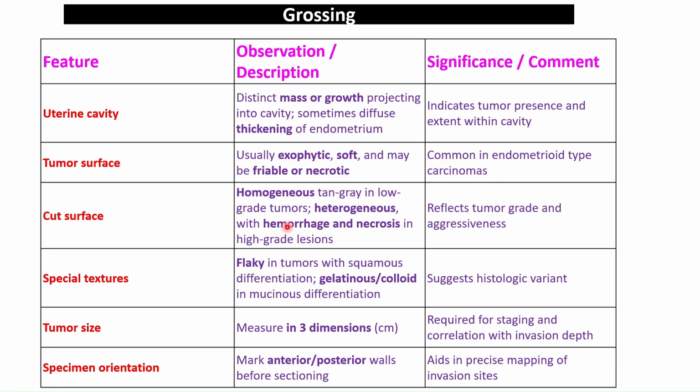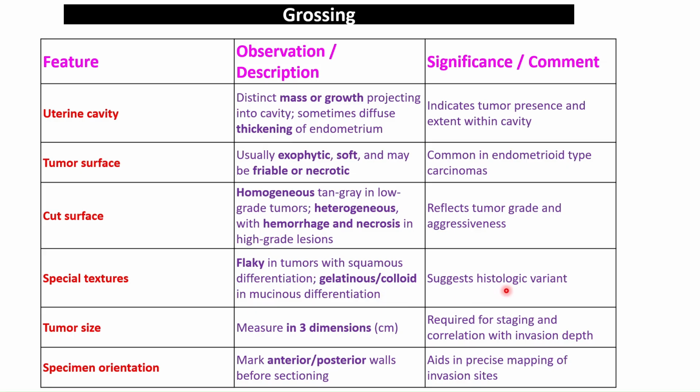Cut surface is homogeneous tan-gray in low-grade tumor, and heterogeneous with hemorrhage and necrosis in high-grade lesion. It reflects tumor grade and active tumor. Special features include a flaky appearance in tumors with squamous differentiation and gelatinous or colloid appearance in mucinous differentiation.